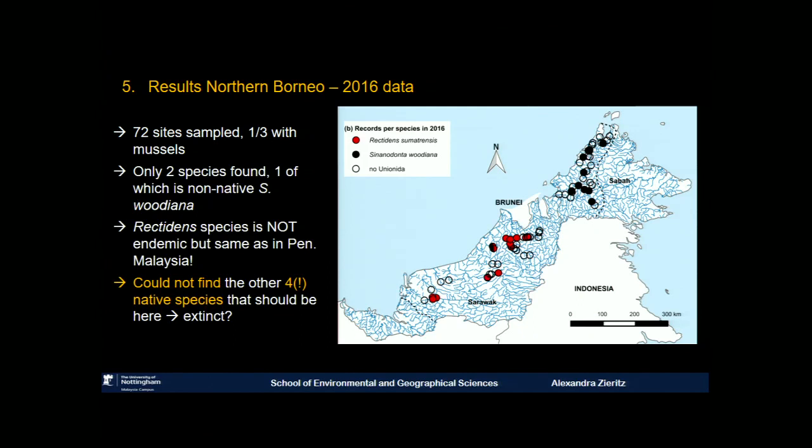So 4 of the native species, which should be in this area, we couldn't find. It doesn't mean that they're really not there, but they will be very, very rare, or maybe they are gone already, which was surprising to me in the beginning, but then in the end I was like, well, actually it's not that surprising when you consider what has happened to these rivers in this region.